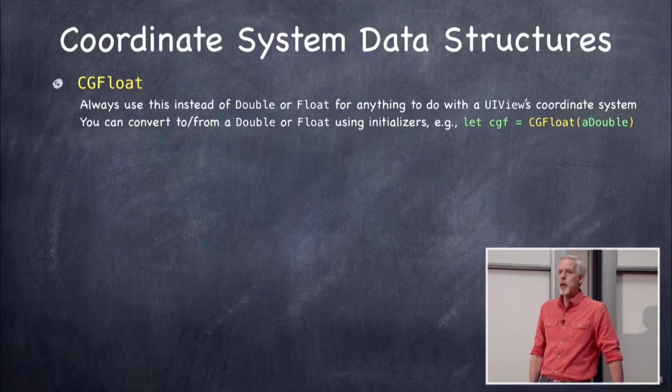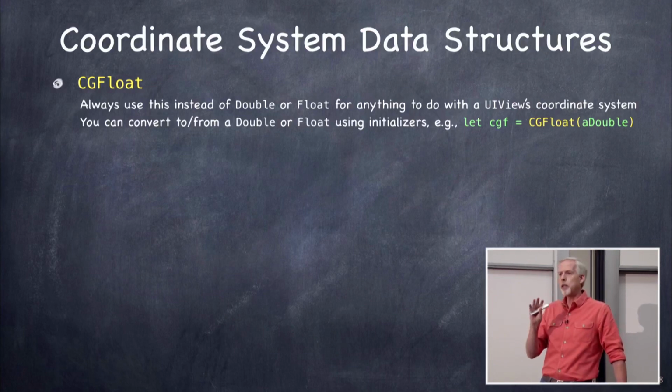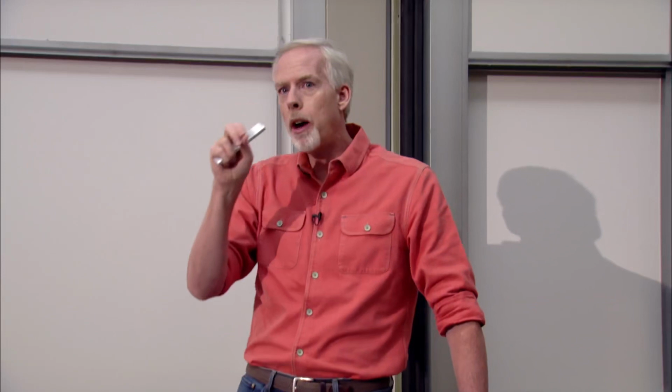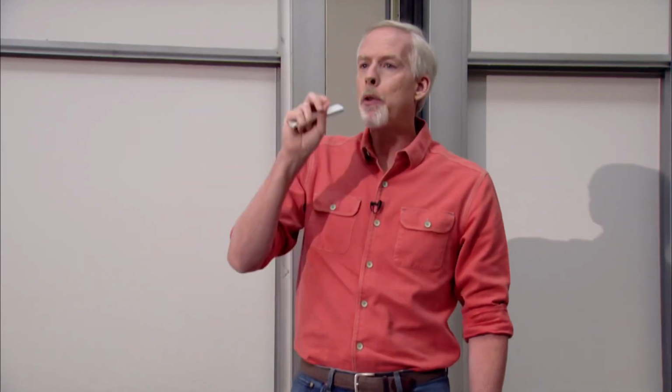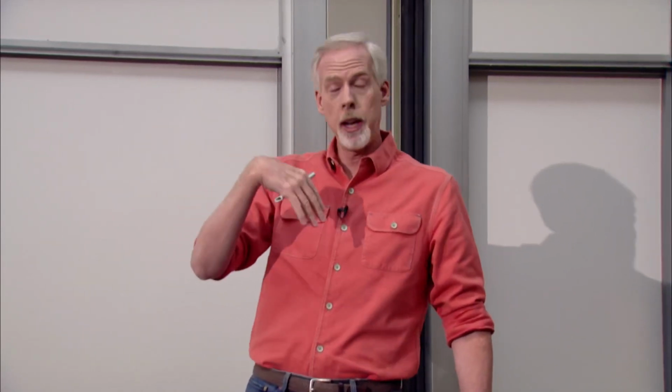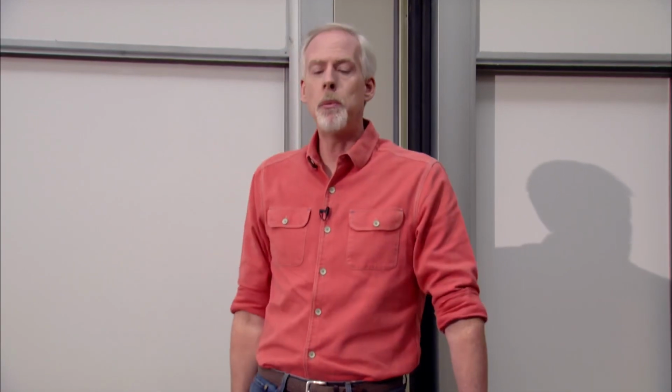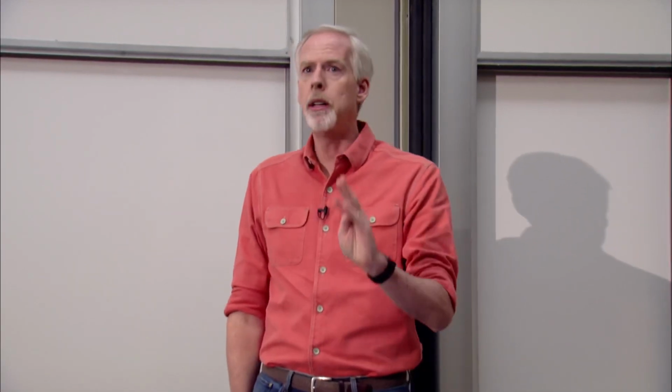One is CGFloat. All drawing is in a coordinate system that's floating point numbers, not integers. When you say where you want to draw, every point you're doing with floating point numbers, and those floating point numbers have to be CGFloats. They cannot be Doubles or regular Floats. Luckily, there's an initializer for CGFloat that will let you create a CGFloat from a Double, but CGFloat is the fundamental floating point coordinate value. All your code that's drawing is going to have CGFloats.